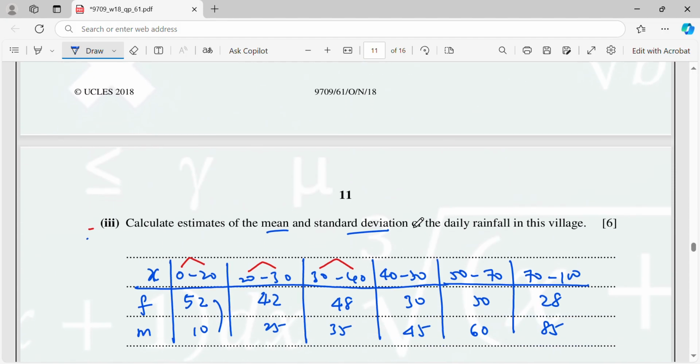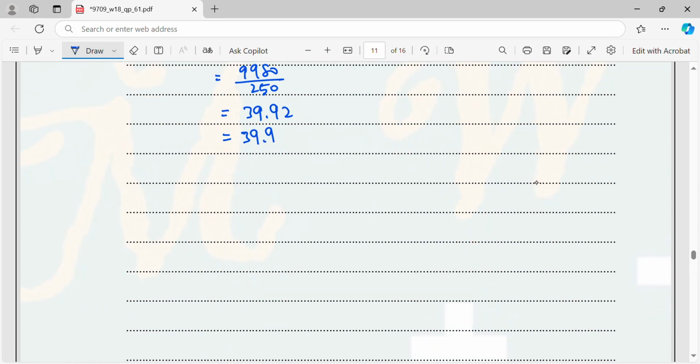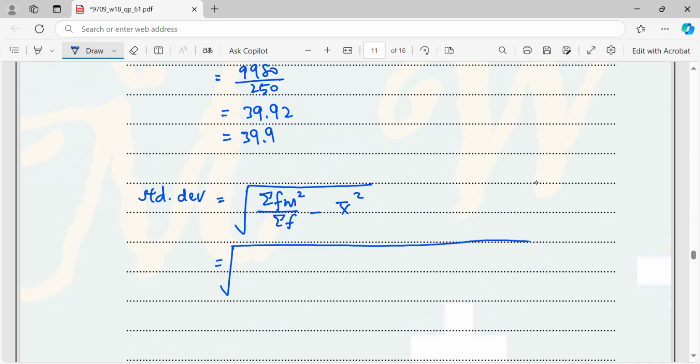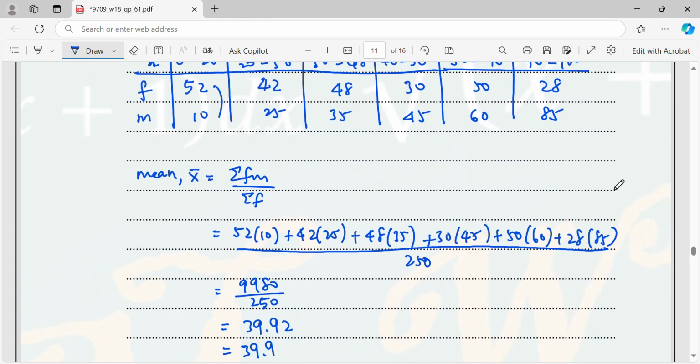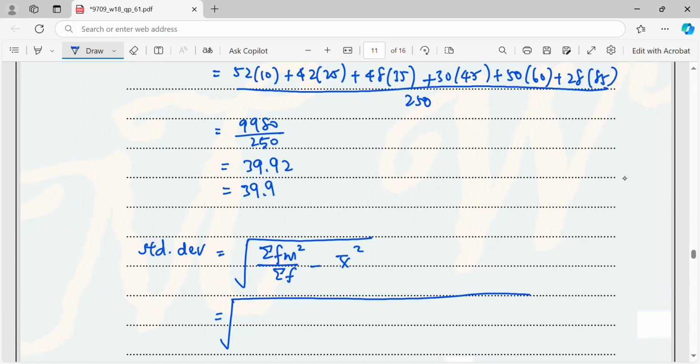But the question is asking for the standard deviation as well. So the standard deviation is basically the square root of the variance. The variance calculation is summation Fm squared over summation F minus the mean squared that we have just found. That means you square the m, so I square all the terms inside the bracket. So I will write 52 times 10 squared plus, referring back to this step, just square all the terms inside the bracket.